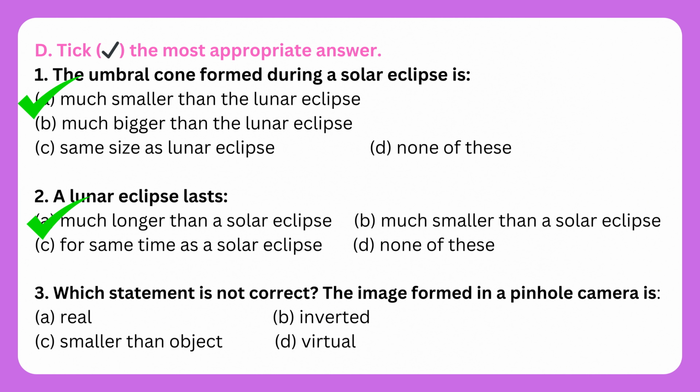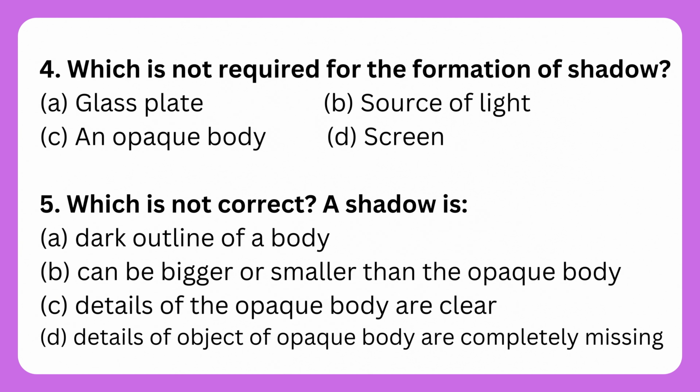3. Which statement is not correct? The image formed in a pinhole camera is: A. Real. B. Inverted. C. Smaller than object. D. Virtual. Answer: D. Virtual. 4. Which is not required for the formation of shadow? A. Glass plate. B. Source of light. C. An opaque body. D. Screen. Answer: A. Glass plate.